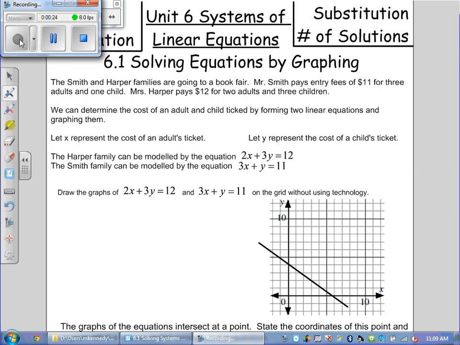So the first thing we're going to do is learn how to solve equations by graphing. If you read the questions, this is some of the more applicable math that we'll actually do in this class. It's the same thing, but now it's applicable. So there's going to be a lot of word problems that you're going to have to solve.